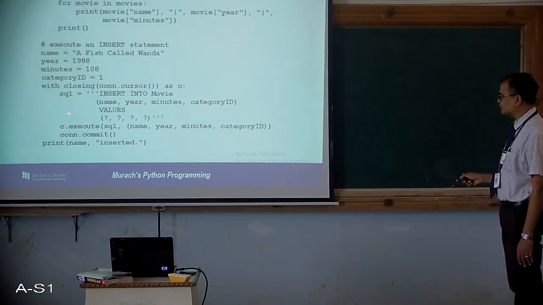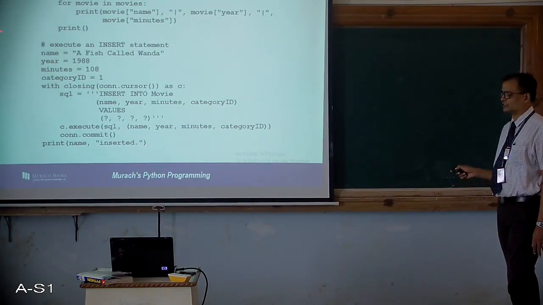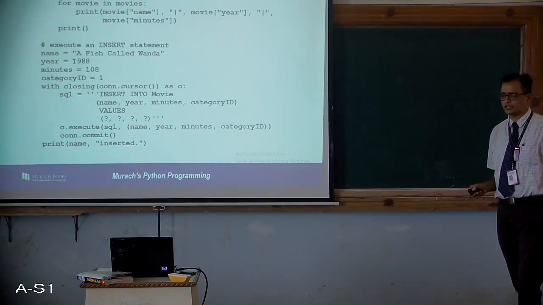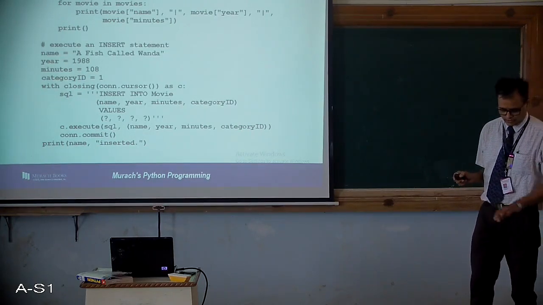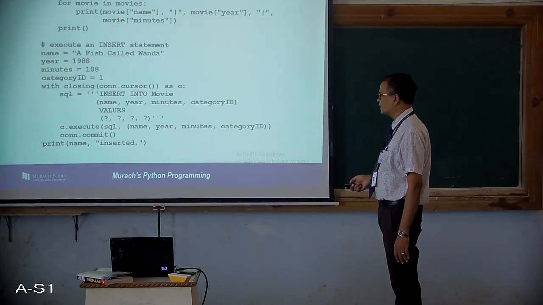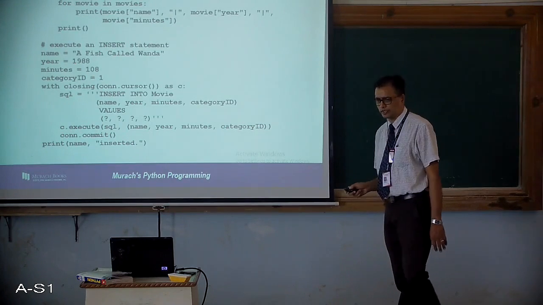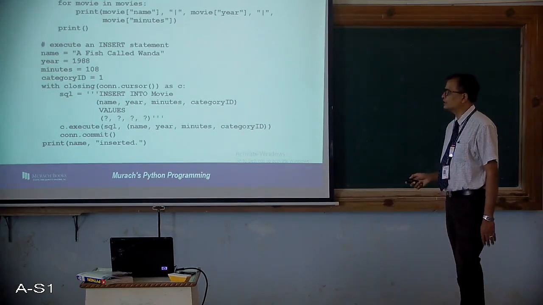This is already explained to you. Then commit, and print name inserted. This is just to indicate to the end user that a particular record has been inserted in a particular table. You can notice that the commit function is called every time any change is made to the table, whether it is delete or insert.